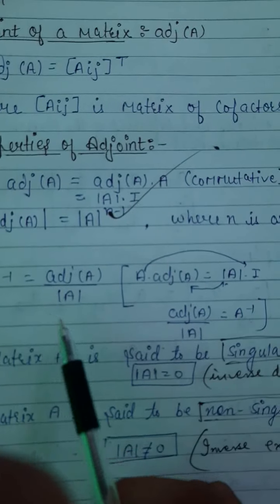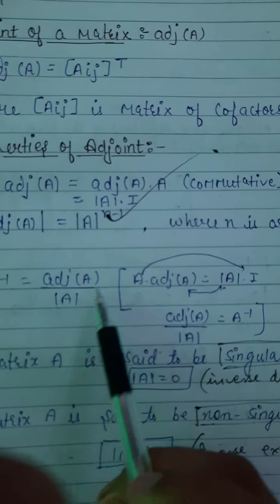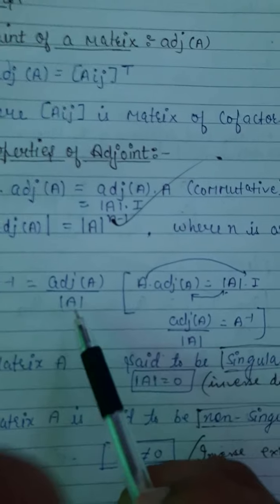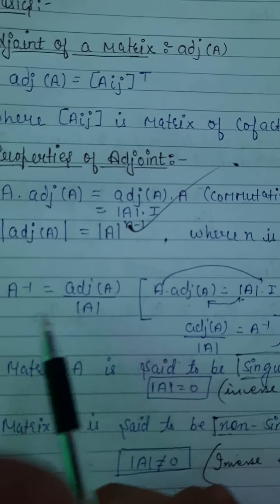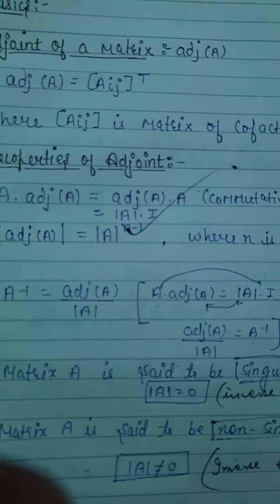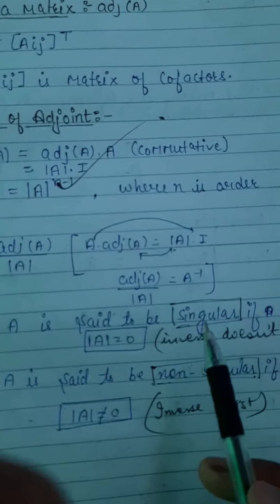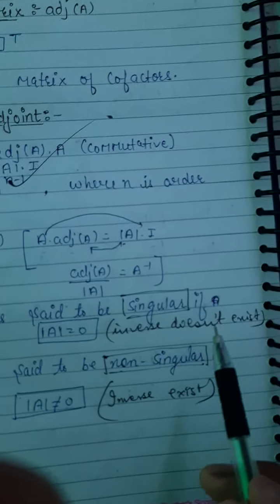So if your modulus is coming 0, then we can't put 0 here, because adjoint A divided by 0 is undefined. We can't divide by 0, that's why. So modulus A cannot be 0. If modulus A is coming 0, it means A inverse does not exist. We can't find A inverse. So these types of matrices are called singular matrices. Singular matrix means modulus A is 0, so inverse does not exist.